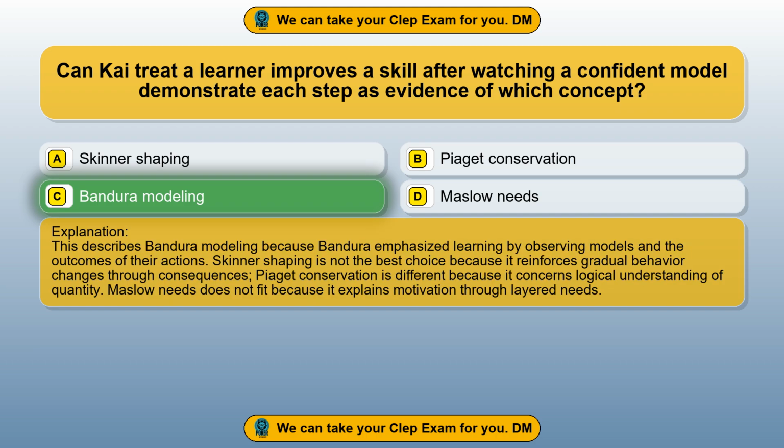This describes Bandura modeling because Bandura emphasized learning by observing models and the outcomes of their actions. Skinner shaping is not the best choice because it reinforces gradual behavior changes through consequences. Piaget conservation is different because it concerns logical understanding of quantity. Maslow needs does not fit because it explains motivation through layered needs.